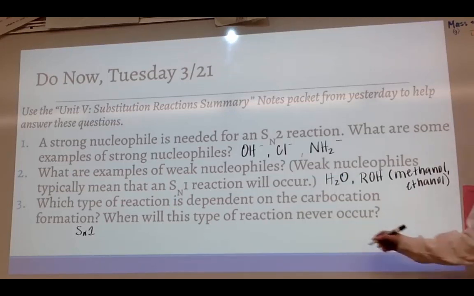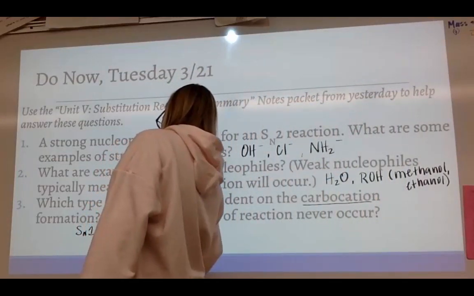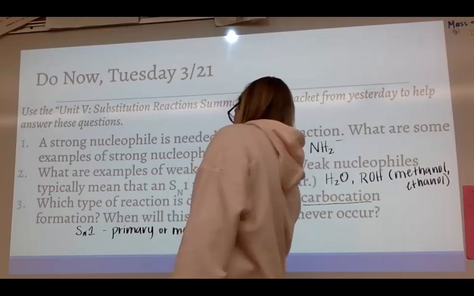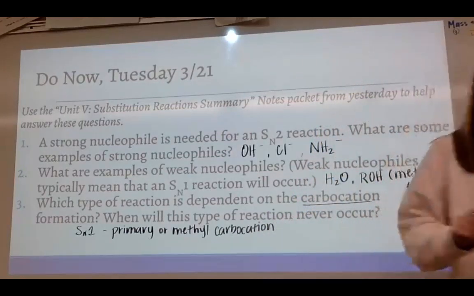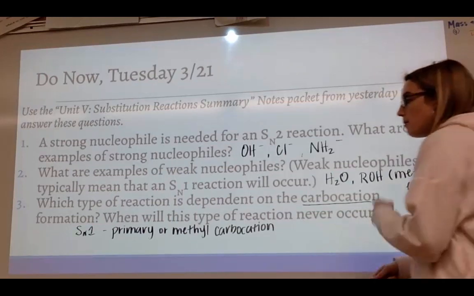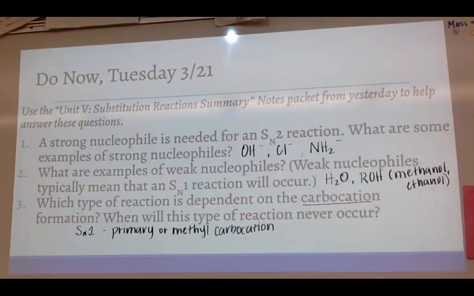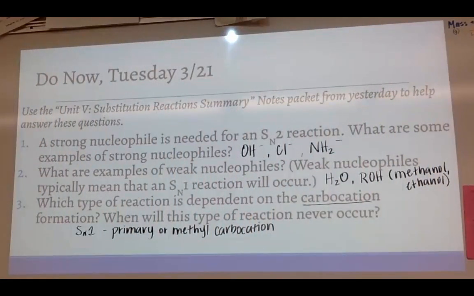If a carbocation is formed, what are the unstable carbocations? Right, primary. So it will never occur if there's a primary, or we could even have a methyl carbocation. So methyl carbocation would just be all hydrogens, right? It would be CH3+. Methyl and primary carbocations are unstable. So if you were to form a primary or a methyl carbocation, an SN1 reaction cannot occur. Right? Instead of giving a product, we would just say no reaction.